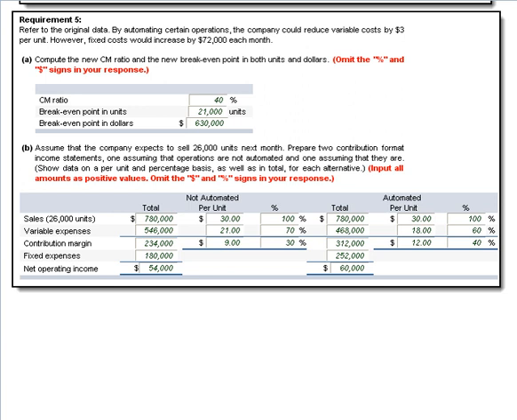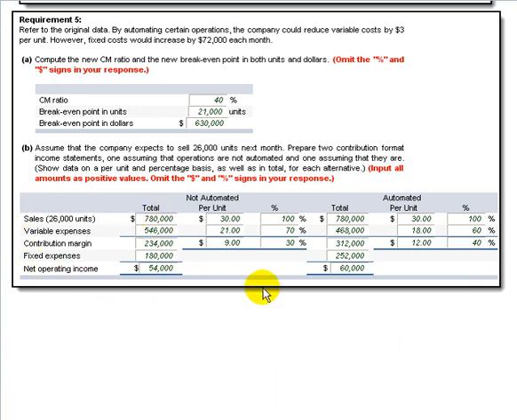Okay, now you see Part B on the screen. And Part B said, assume that the company expects to sell 26,000 units next month. Prepare 2 contribution format income statements, one assuming that operations are not automated, and one assuming they are, and then show the data on a per unit and a percentage basis. So here you see, in this area here, what that would look like.